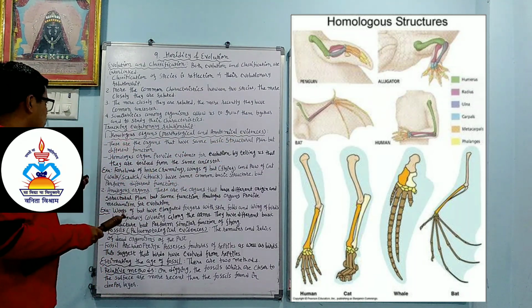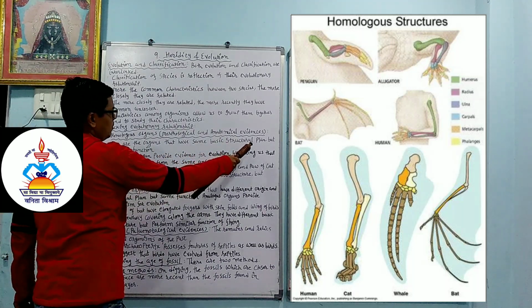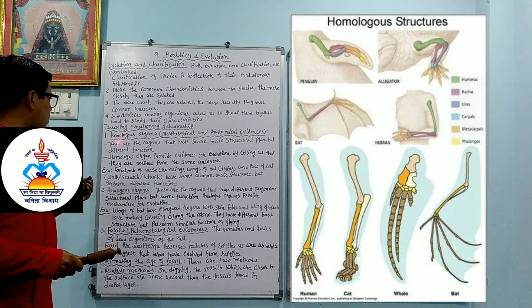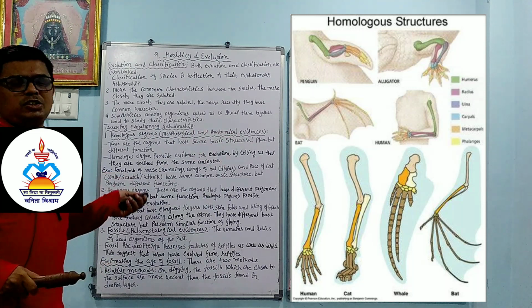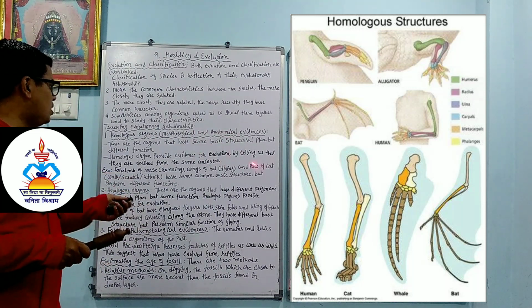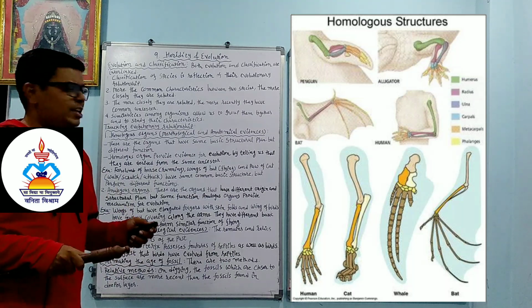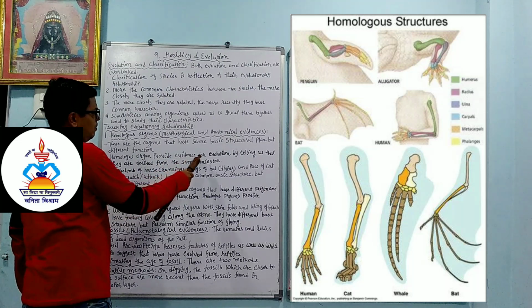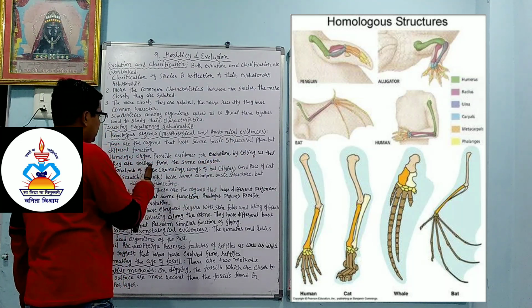So what are homologous organs? These are the organs that have the same basic structure but different functions. Basic structure is the same, but function is different. Homologous organs provide evidence for evolution by telling us that they are derived from the same ancestor.